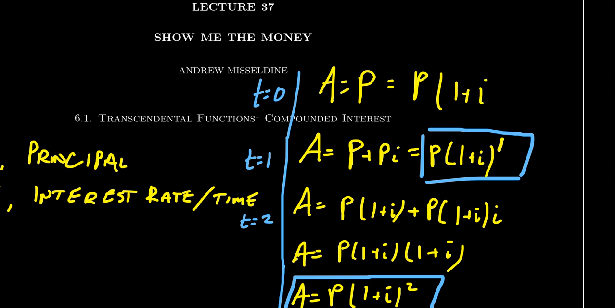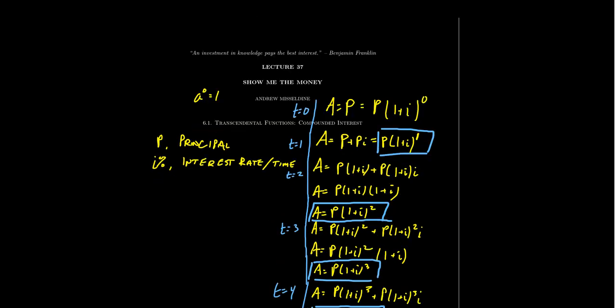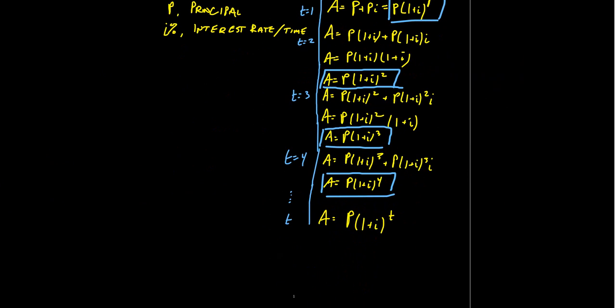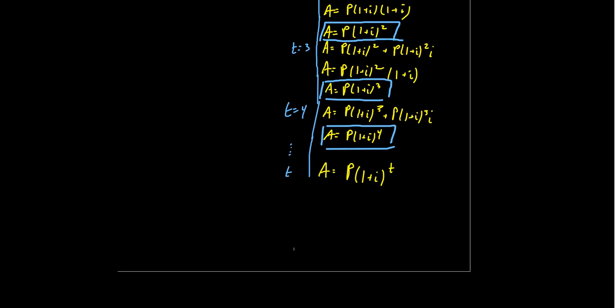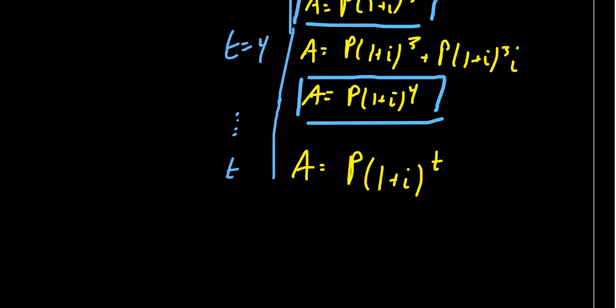Because if we take a number to the 0th power, that's just equal to 1, right? So a to the 0 is equal to 1, with an exponent law we've seen previously. So even when we take t equals 0, that seems to match up. And so you see that with this compounded interest scenario, what is happening is that the growth of this interest is actually growing with respect to the exponent here, t.